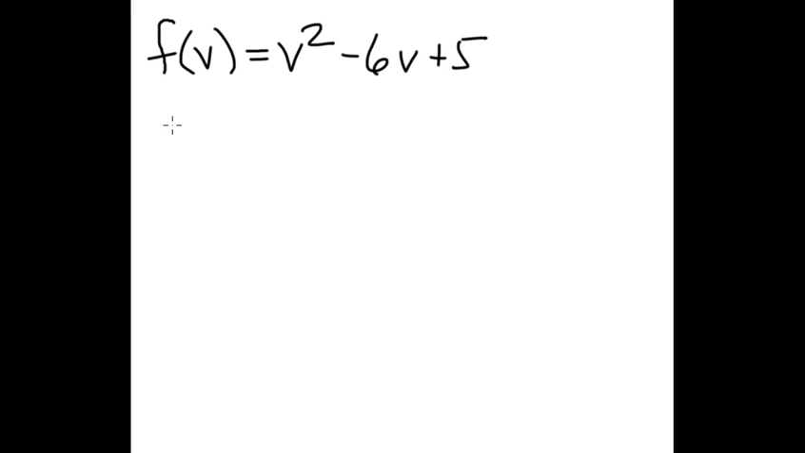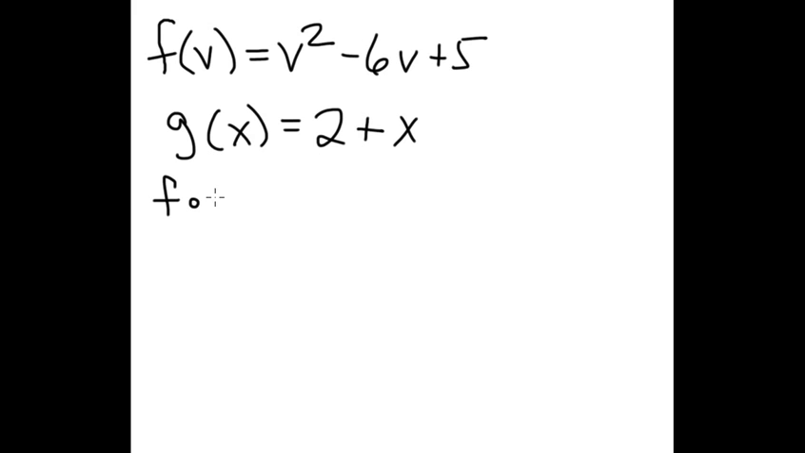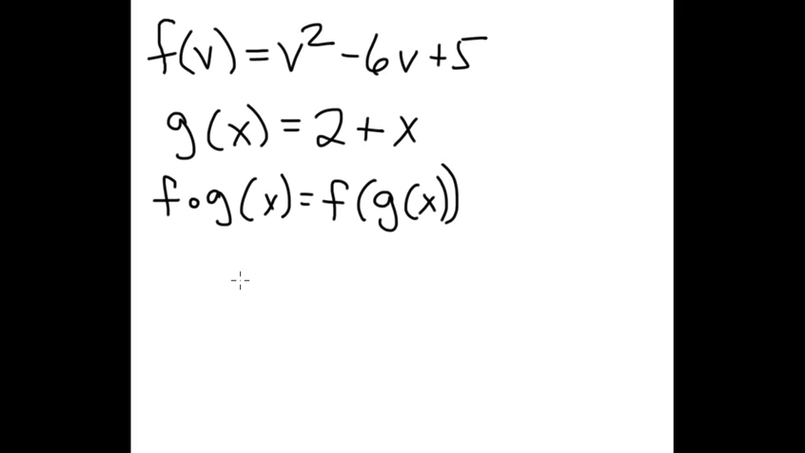So let's consider a few composite function examples. Let's imagine that we have a function f of v, which is equal to v squared minus 6v plus 5. And similarly, we have a function g of x, which is equal to 2 plus x. So if we want to take the composite function f composite g of x, that's the same as saying we're taking the function f and plugging into it the function g of x, which in this case is 2 plus x.